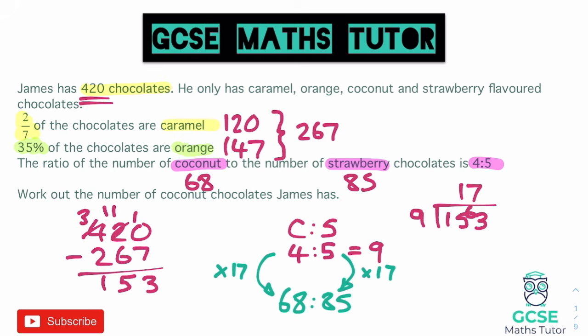Now the question here did only say work out the number of coconut chocolates that James has, so for our final answer we would say 68, as that was the amount of coconut that we had after we worked out that ratio. So there we go, there was a lot going on in that question. You had working out a fraction of an amount, a percentage of an amount, finding out what was left, and then sharing that in a ratio.